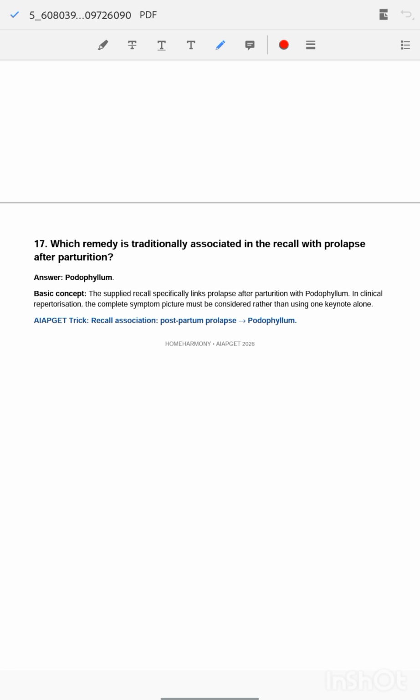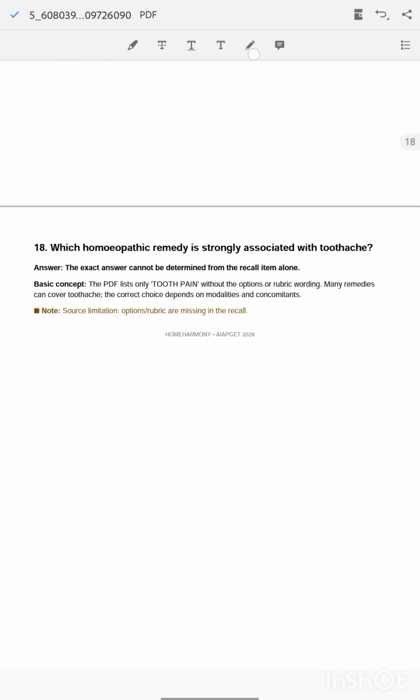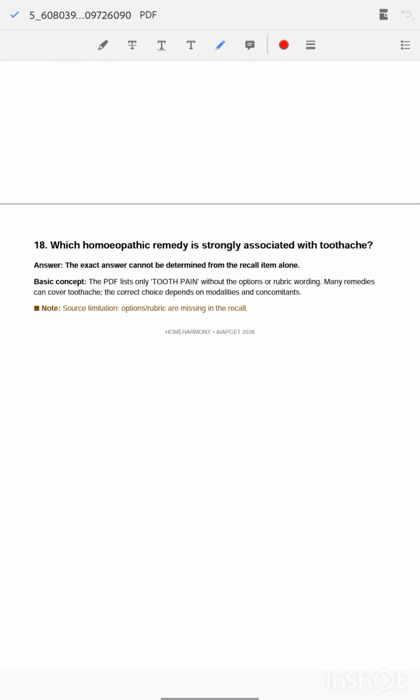Which remedy is traditionally associated with prolapse with parturition? Prolapse with parturition, we remember podophyllum. Which homeopathic remedy is strongly associated with toothache? So toothache we remember Mag carb, Thuja, different remedies, which is associated with chamomilla.